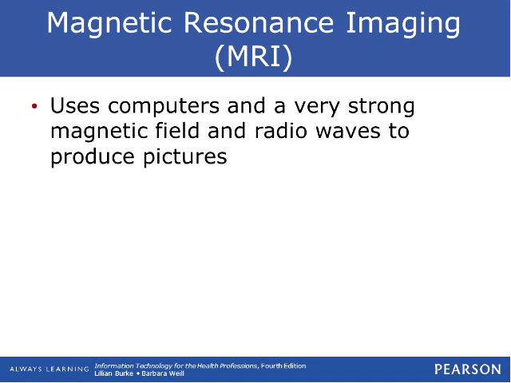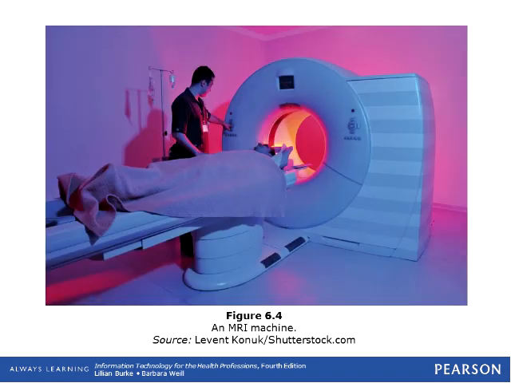Now we also use MRIs, which is magnetic resonance imaging, and it uses computers, a very strong magnetic field, and radio waves to produce these pictures. What it does is it aligns all the cells so that they're positive on one end and negative on the other, and it takes that picture. So the MRI, this is an older MRI machine. We have new ones now, which are not totally in a closed circle.